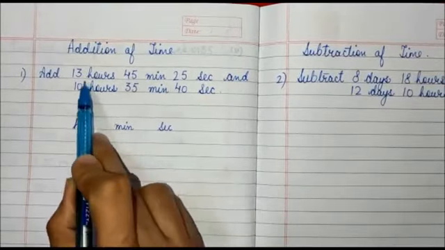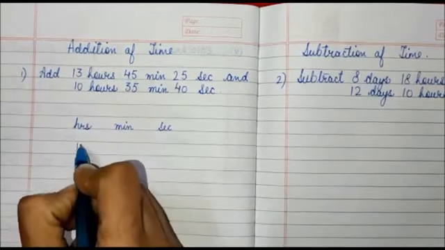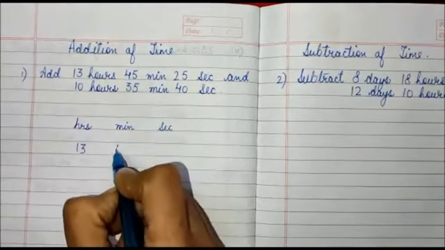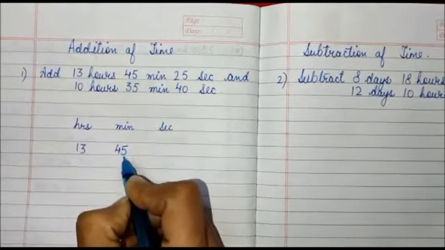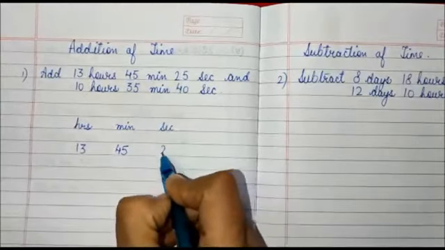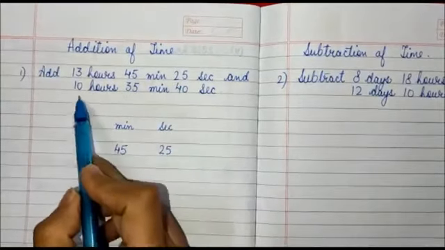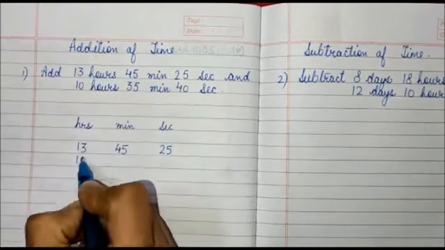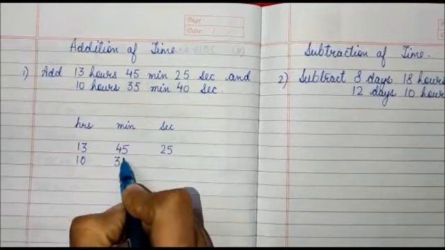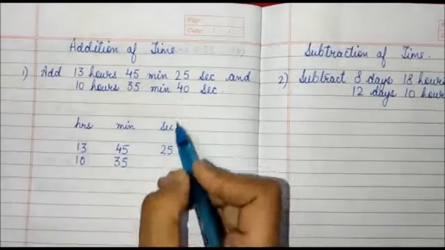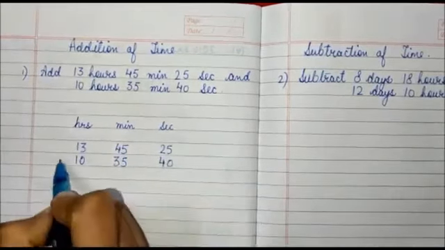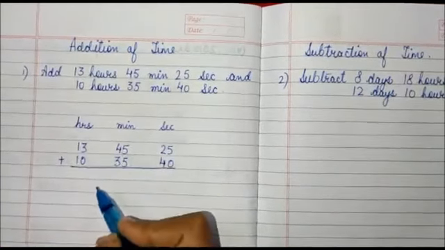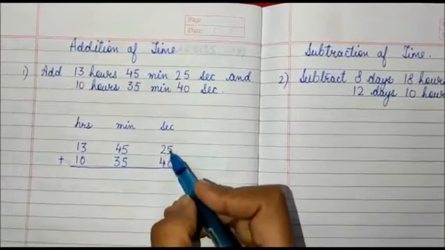The very first time duration is 13 hours, so 13 will be written below the hours column. 45 minutes, so 45 is going to be written below the minutes column, and 25 seconds, so 25 will be here. It is going to be added with the next time duration, that is 10 hours, 35 minutes under the minutes column and 40 seconds. So I have arranged the given time durations under the columns. So let's start adding.